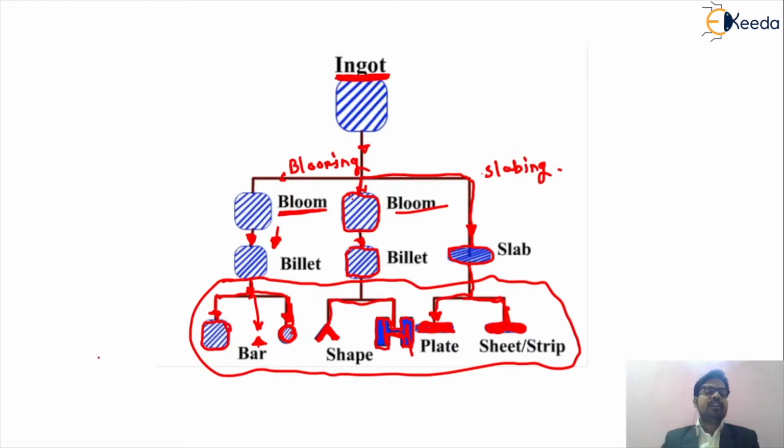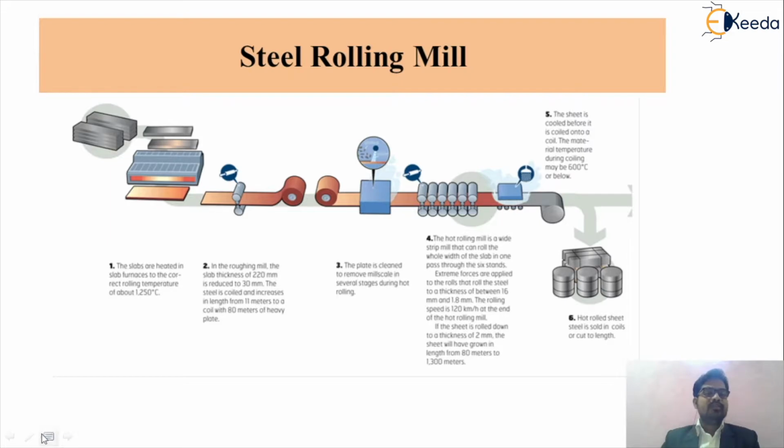Now friends, we will understand the detailed, actual manufacturing process of your steel rolling mill. Friends, this is the actual flow chart of your steel rolling mill. This will be the first step that we use in the steel rolling mill. This is the second step, this is the third step, this is the fourth step, this is the fifth step, and after that fifth step we arrive at the last step of the manufacturing process.